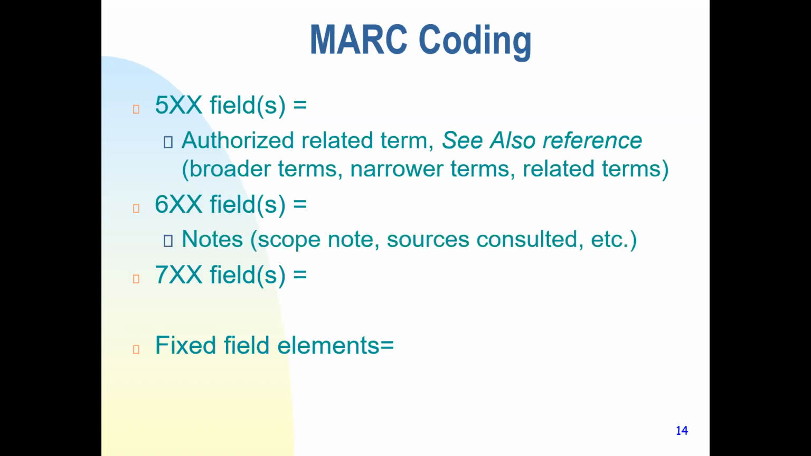The 6XX are the notes. This is where you find the scope note, or in other words, when to use that subject heading, the sources that were consulted when the authority record was created. The 7XX are linking fields. We'll look at some of those in just a little bit, especially with geographic headings.